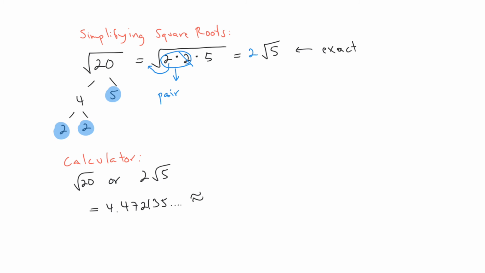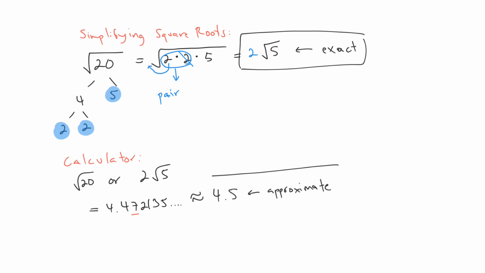So in this particular case, the number next to the 4 is a 7. So that tells me that my number 4.4 needs to get rounded up to 4.5. This is our approximate answer. So 2 different answers, but it's good for us to know both of them.